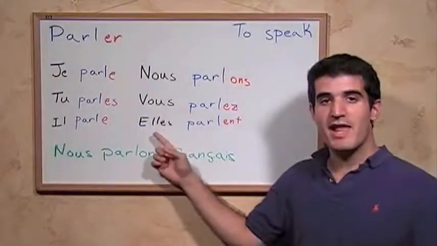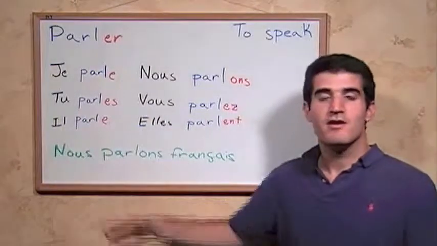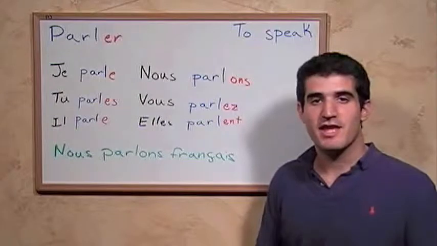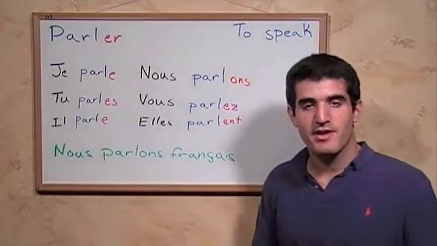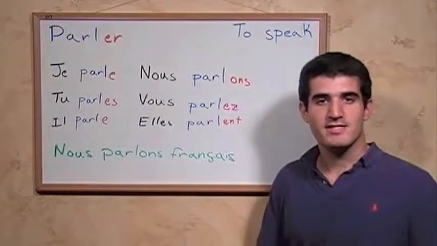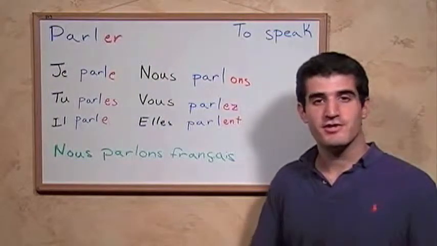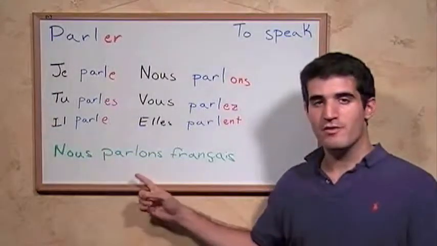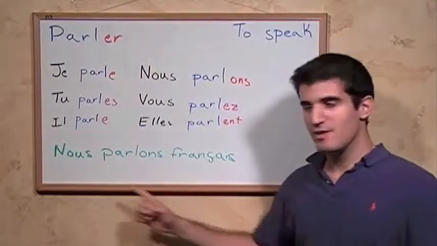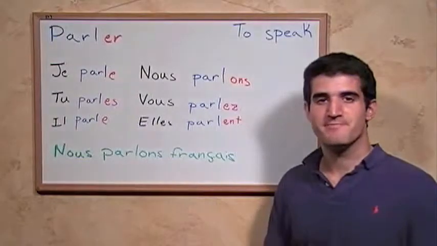Now this doesn't have to be elle, and this doesn't have to be il, but these are examples that demonstrate the case. So now that we know how to conjugate this verb, how do we use it? Let's say we speak French, just as we will shortly. Nous parlons français. C'est tout.